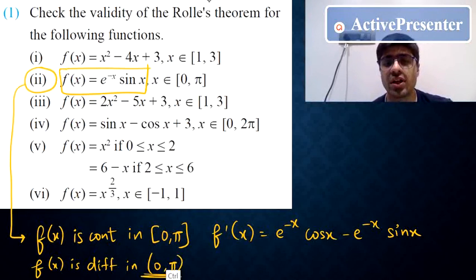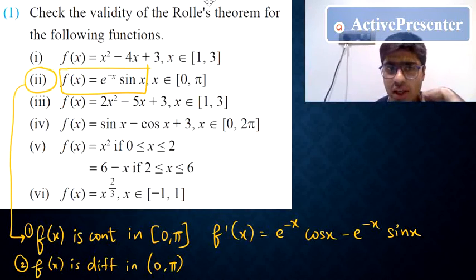For differentiability, we use a round bracket on the specified interval. For continuous or discontinuous, we use a square bracket. The first two conditions of Rolle's theorem are satisfied. Let's check the last condition.